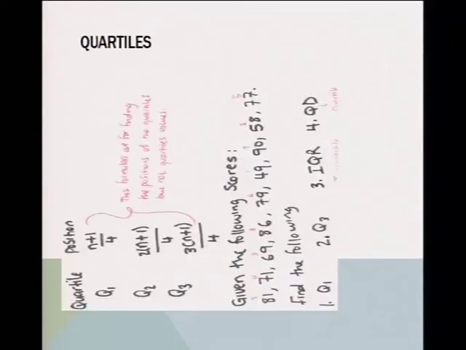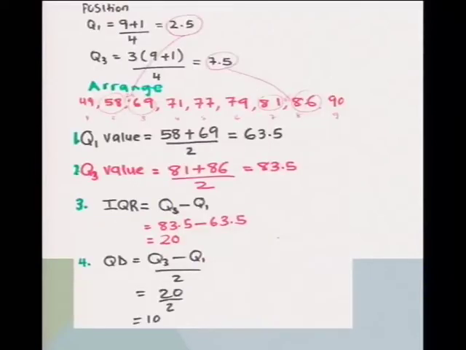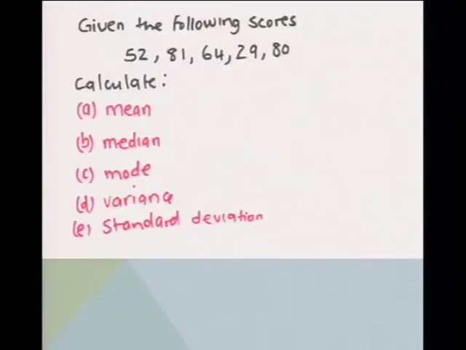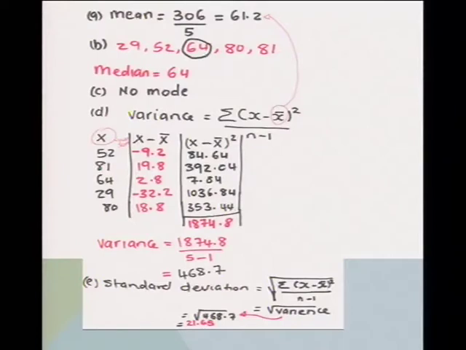You are doing distance learning. Okay, these are the formulas on how to calculate the positions of the quartiles. Very easy to follow. Just go through the slides so that you'll understand these things. And then this is how the question comes. Given the following scores, calculate the mean, the median, the mode, the variance, and standard deviation. Let's look at the variance.